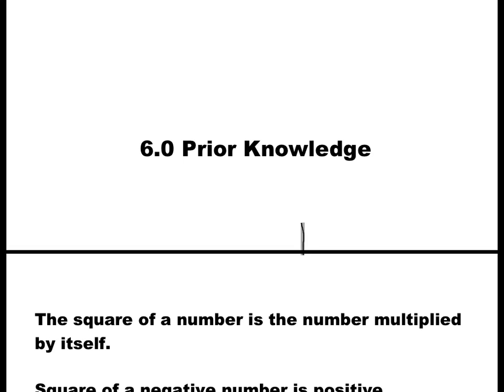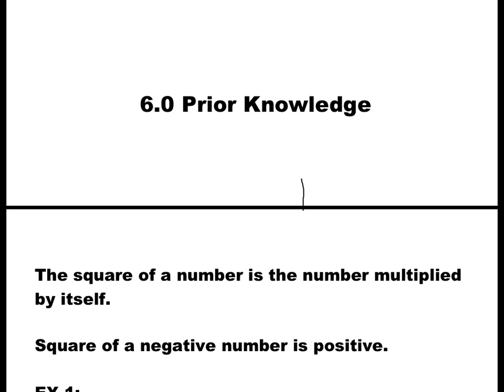Now, the only thing you have to remember is that the square of a negative number is always positive. The reason is that if I have, let's say, negative 3 squared, by definition this is negative 3 times negative 3, but negative times negative gives you positive, and 3 times 3 gives you 9, which is a positive number.